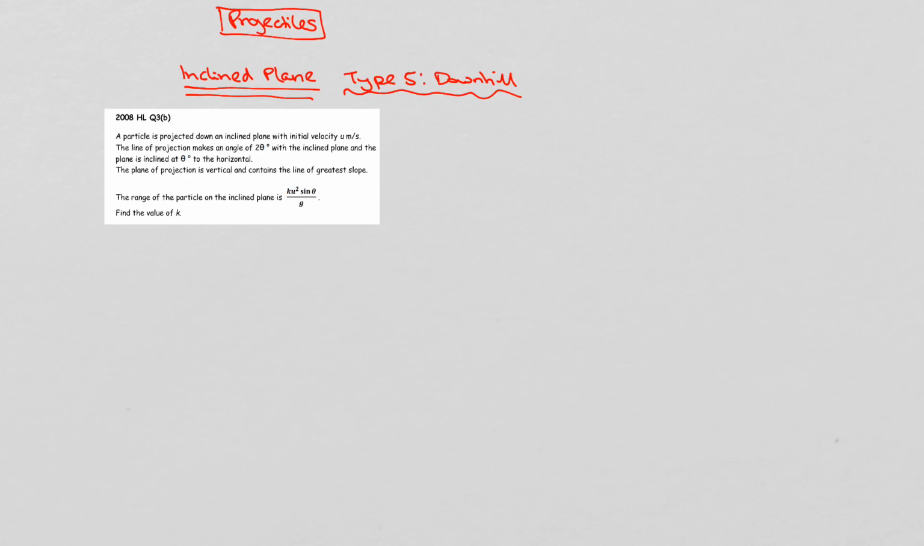Projectiles, inclined plane, type 5, downhill. So in 2008 we had a particle that was projected down an inclined plane. So we need to make sure we underline down. And the line of projection makes an angle of 2 theta with the inclined plane.